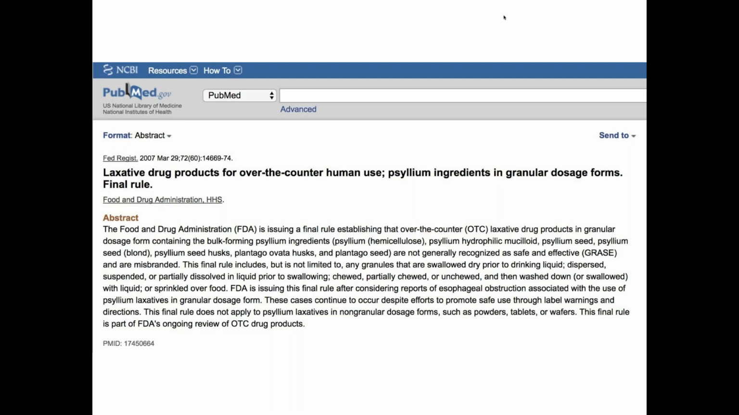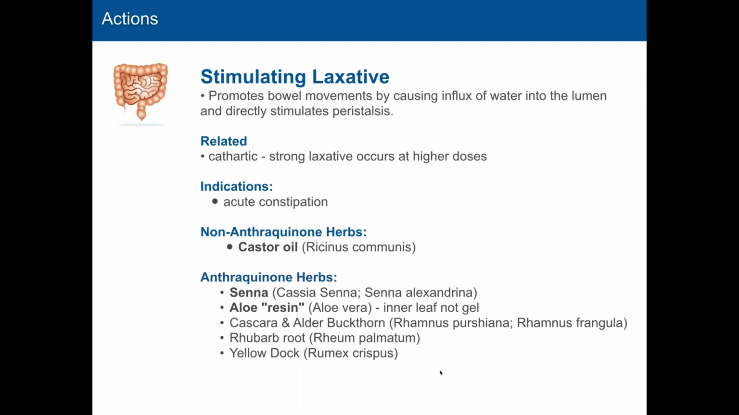I don't use psyllium as my primary bulk laxative, but I have used it in the past, and there is definitely a place for it in practice. We'll talk about it more later on. So, the last group of laxatives are the stimulating laxatives, and these are probably familiar to most people out there.